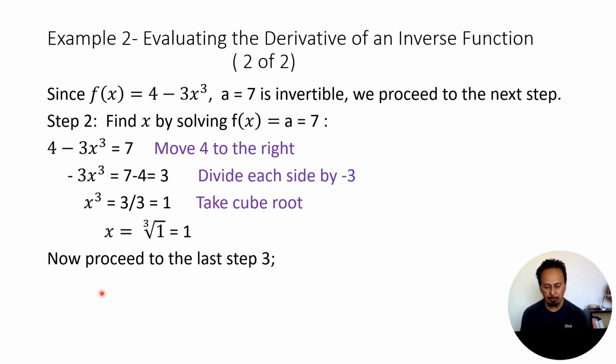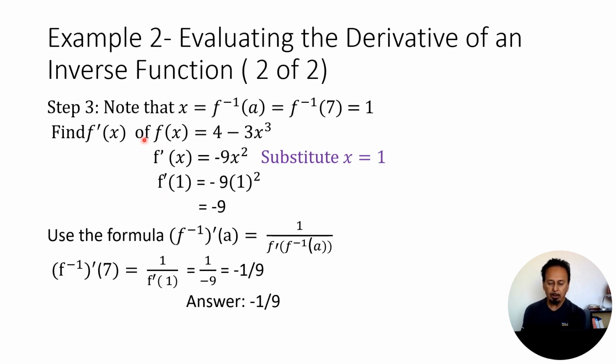So now we proceed to the last step, step 3. Note that the x is f inverse evaluated at a, which is f inverse of 7. We just found it to be 1 in step 2. So now we need to find f prime of x, which is negative 9x squared. Now we substitute the x value in this one. So we get f prime evaluated at 1 is minus 9 times 1 squared. 1 squared is 1, so it will be negative 9.